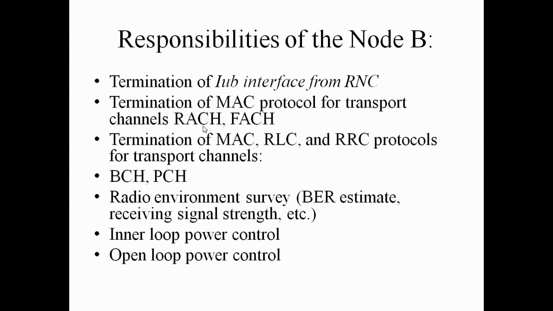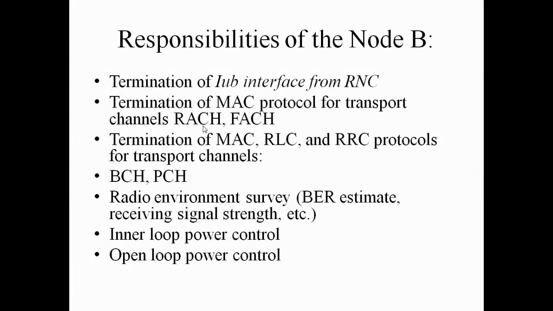Next, another logical element is Node B. The primary responsibilities of Node B are termination of the Iub interface from the RNC. If it is not required, it can be terminated.